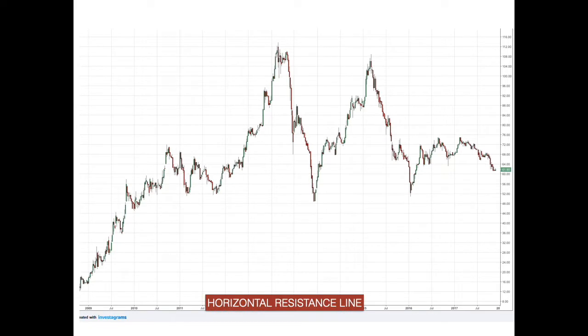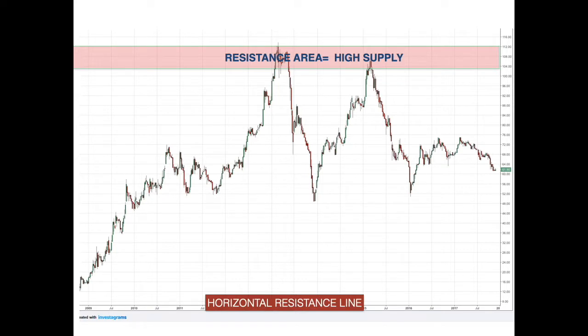What is resistance? Resistance is the price level at which sellers are expected to enter the market in sufficient numbers to take control from the buyers. In this red resistance area, there is high supply for the security. Those who have previously bought the security tend to sell their stocks at this area. This is the common area where price drops.